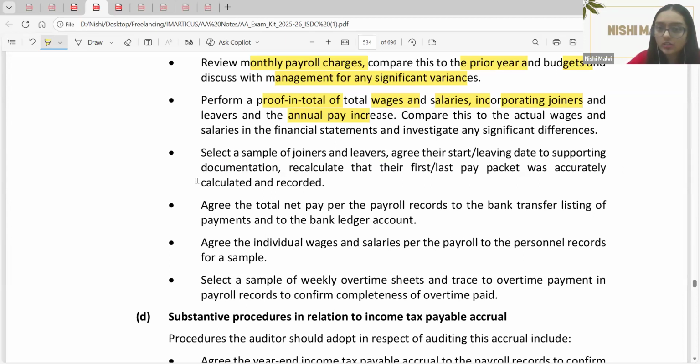Select a sample of joiners and leavers, and agree the start and leaving date. In payroll, yes, you will include the start and leaving date of the employee. With the supporting documentation, calculate the first and last day's pay because it should be as per the date. Like someone joined on the second, they should get payment from the second only, right? True. Prior year is an analytical procedure. See, whenever you notice this, whenever they are talking about completeness, usually analytical procedures are used.